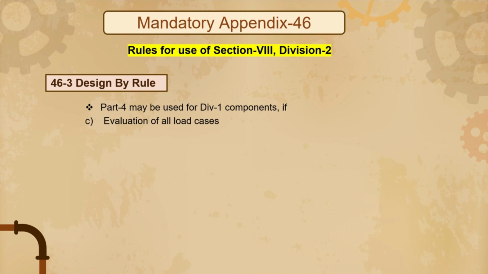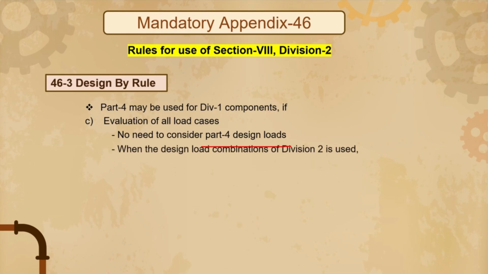Which code do we need to consider? We need to consider Division 1 only, so there is no need to consider Part 4 design rules, guys. But there are some cases where seismic and wind loads are not mentioned in Division 1 properly. For those cases, we need to use either Division 2 or separate codes like ASCE. You need to use those codes for calculating the seismic and wind loads.